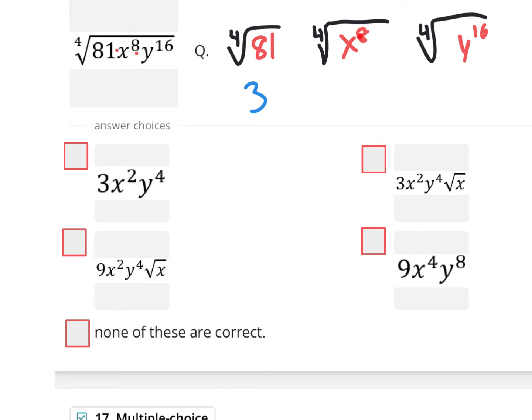Let's also remember that when we have a 4th root, that's really the 1/4 power, which means I would like this to be divisible by 4. Is 8 divisible by 4? Yes, it is. So I'm ready to rock and roll. I already know that my answer is going to be 8 divided by 4, which is 2, x to the 2nd power. So I will have 3x to the 2nd power.